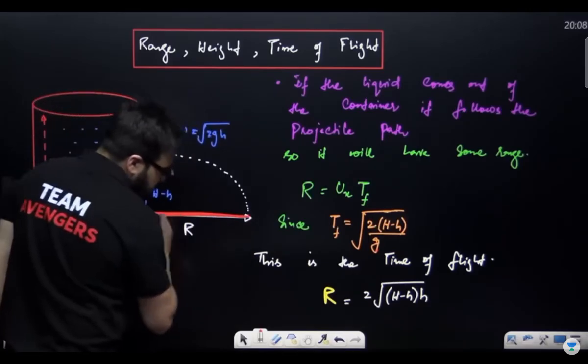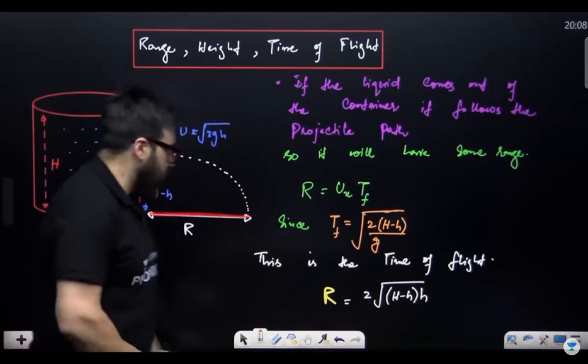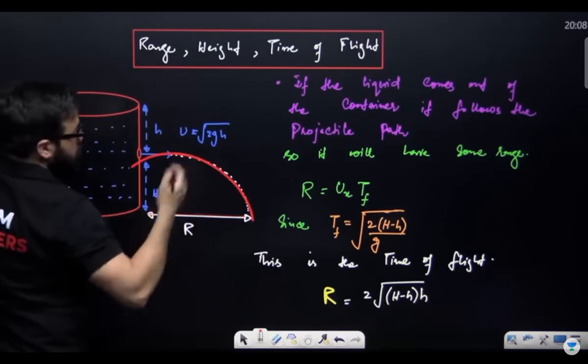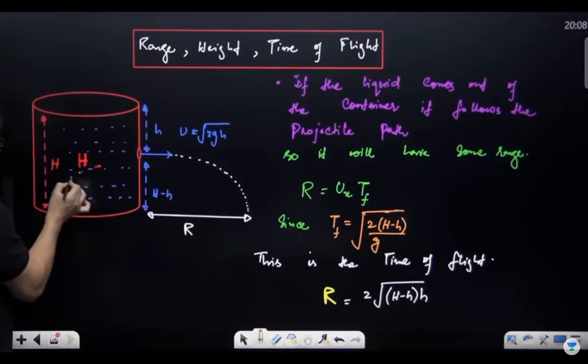And range over here is 2 into square root of h into (H minus h). Range means how far this liquid can go. And one more important thing: when is the range going to be maximum? Range will be maximum at h equal to H divided by 2. This is also an important point.